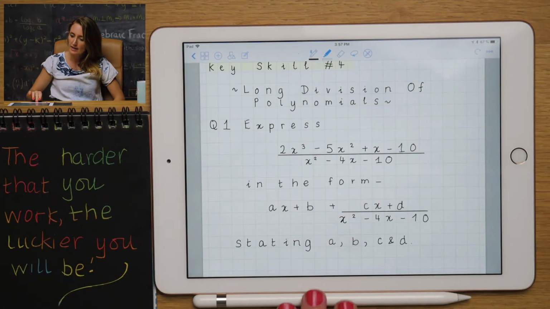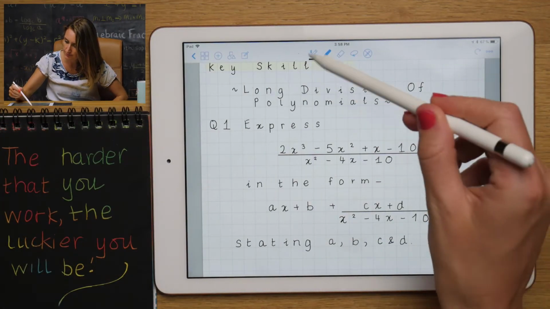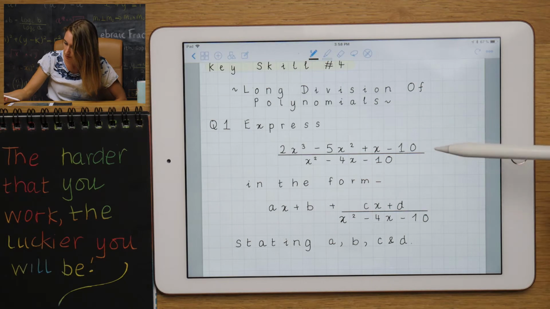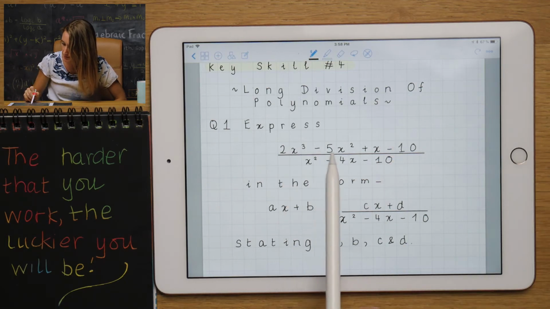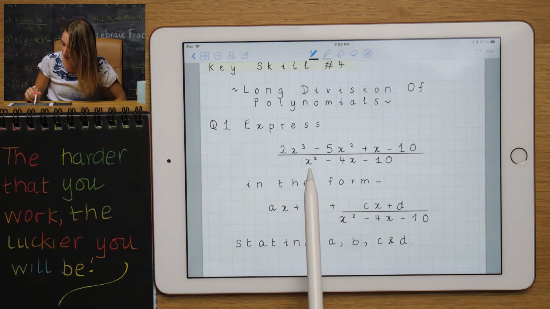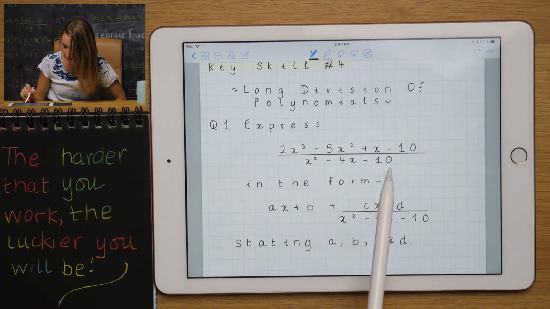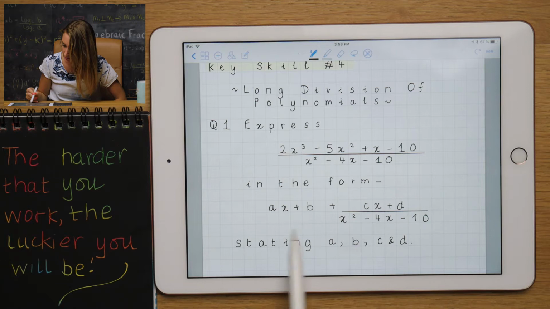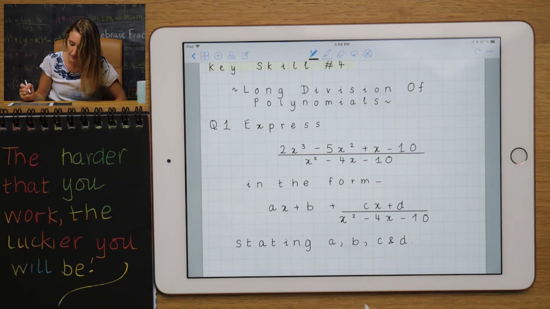What you're going to have is an algebraic fraction. For example, 2x cubed minus 5x squared plus x minus 10 divided by x squared minus 4x minus 10. And you're going to be asked to write it in this form here, stating A, B, C, and D. It might not look exactly like this, but you'll definitely need to do some long division.